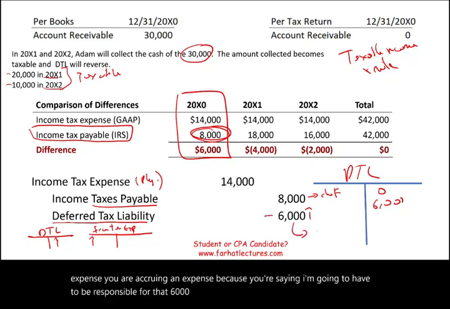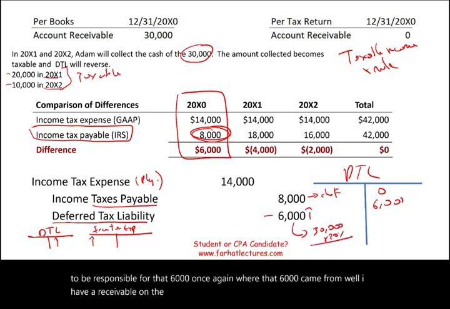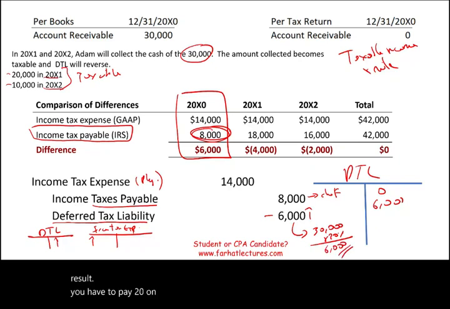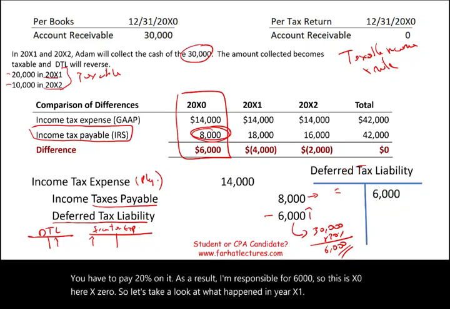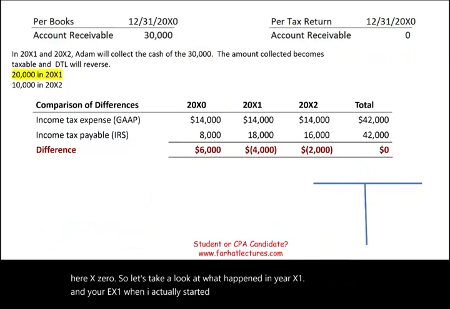Once again, where did that $6,000 come from? Well, I have a receivable on the books. Eventually, I'm going to be receiving the money. As a result, I have to pay 20% on it. As a result, I'm responsible for $6,000. So this is year X0. Let's take a look at what happened in year X1, when I actually start to receive the $20,000.